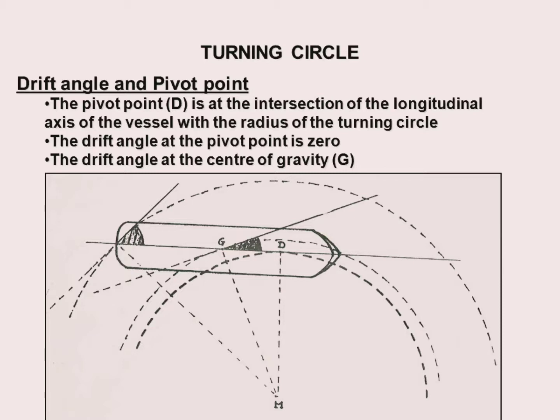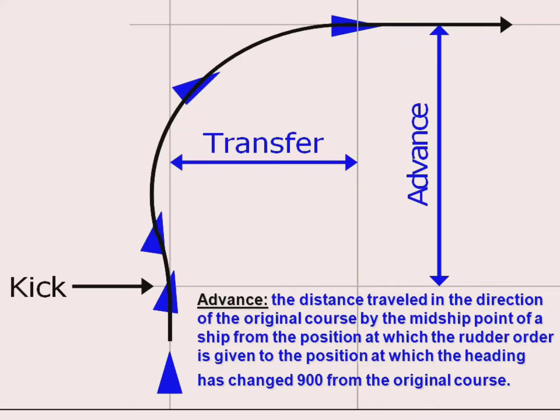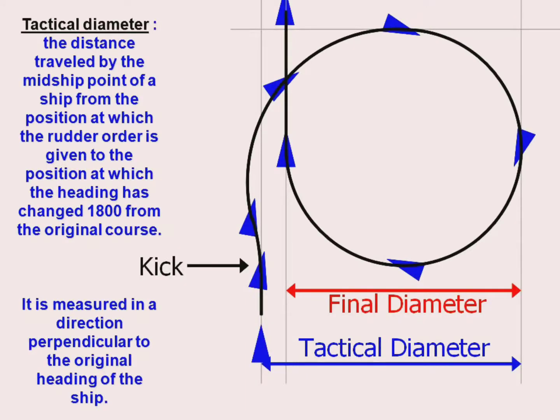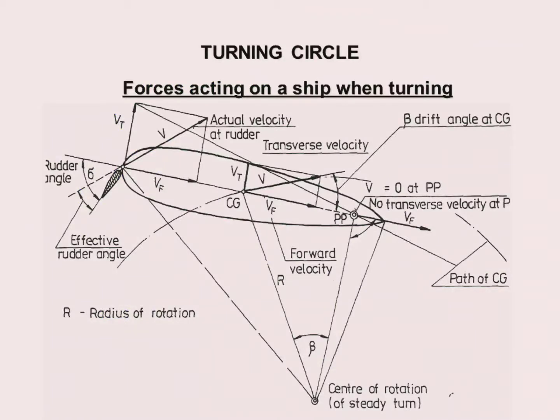Finally, I summarize the important points. When talking about the turning circle, it's the path of the center of gravity of the ship, also called the midship point of the ship. Advance is measured along the original course of the ship, while transfer is measured perpendicular to the original course of the ship. Tactical diameter is called tactical because the knowledge of this makes you a skillful navigator when turning the ship. Drift angle is the angle between the ship's longitudinal axis and the tangent of the turning circle. And finally, there is no drift at the pivot point.